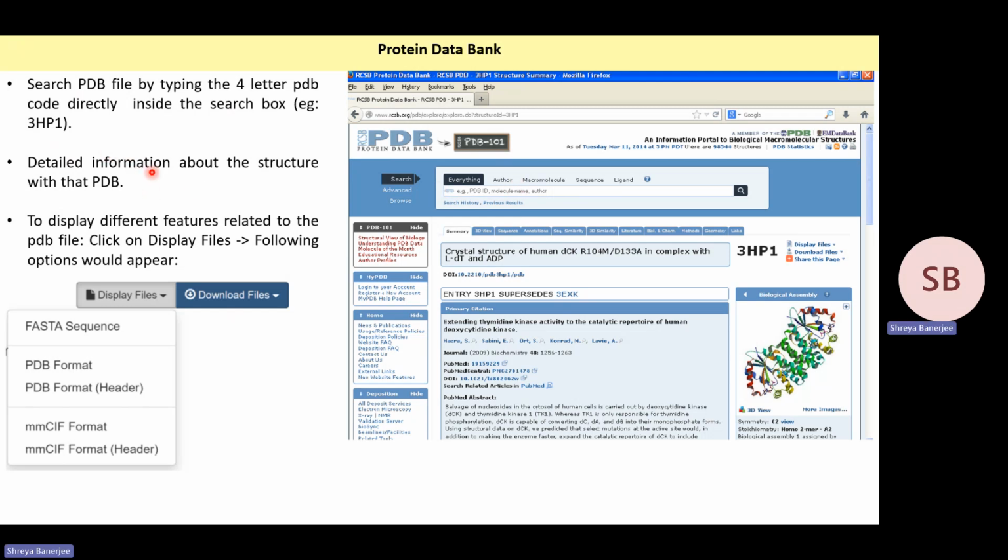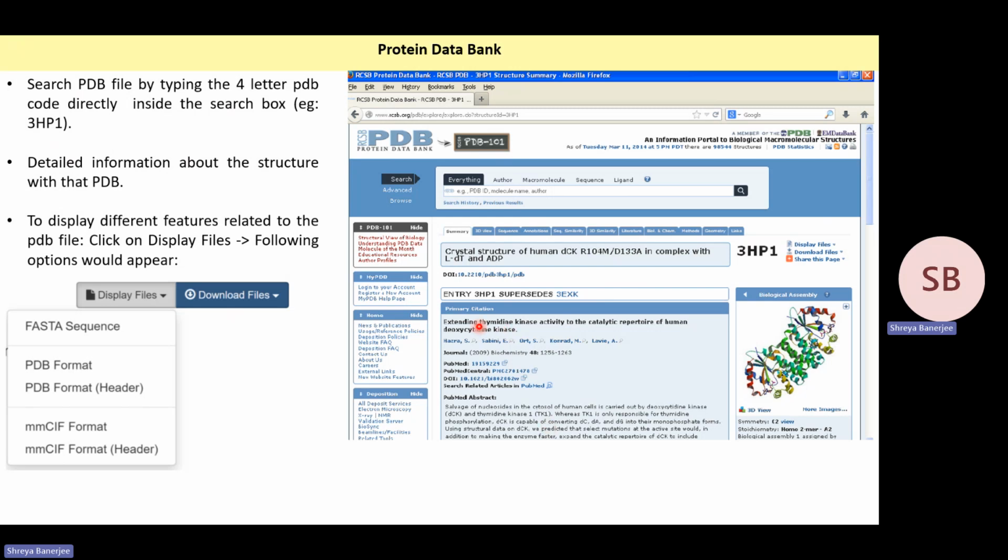It also has detailed information about the structure with that PDB. So you can see here 3HP1 has been inserted in the search bar, and it is the PDB code for the human DCK, deoxycytidine kinase, and it is in complex with some nucleotides. So detailed information comes.